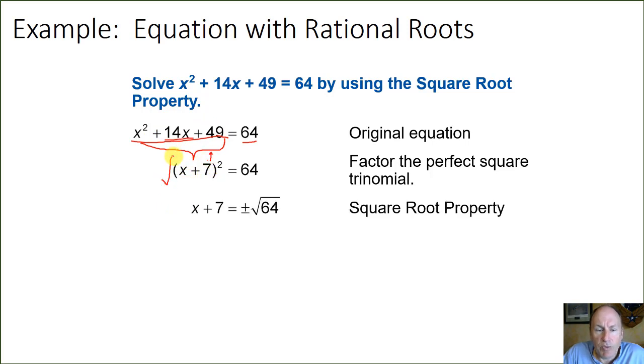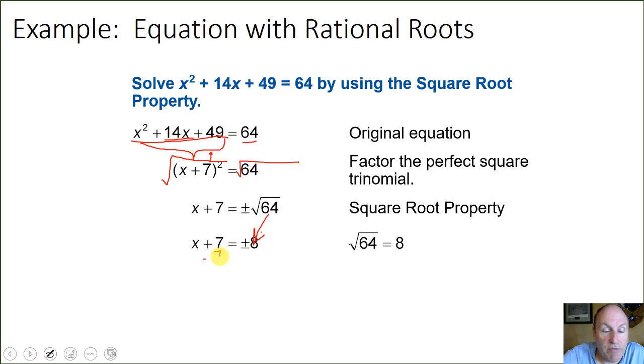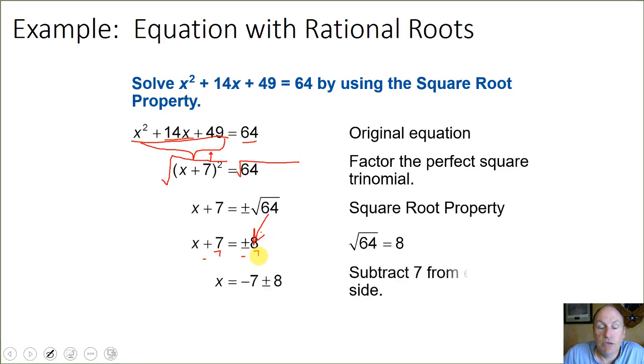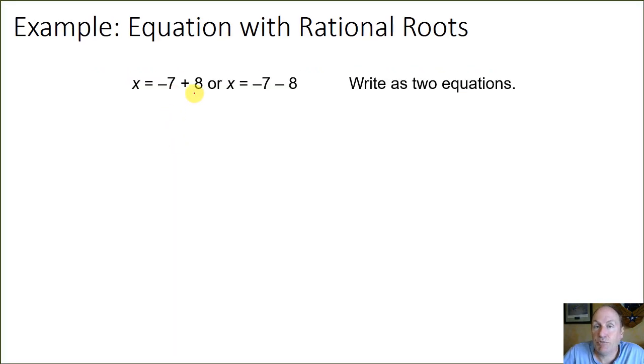Well, if we take the square root of both sides, we get x plus 7 equals plus or minus the square root of 64. Remember that when we take the square root, there's two possible solutions because a positive number multiplied by itself will give you 64, and a negative number multiplied by itself will give you 64. So since the square root of 64 is 8, we're going to simplify this to x plus 7 equals plus or minus 8. Next thing we'll do is use the subtraction property of equality to give us that x equals negative 7 plus 8, or x equals negative 7 minus 8.